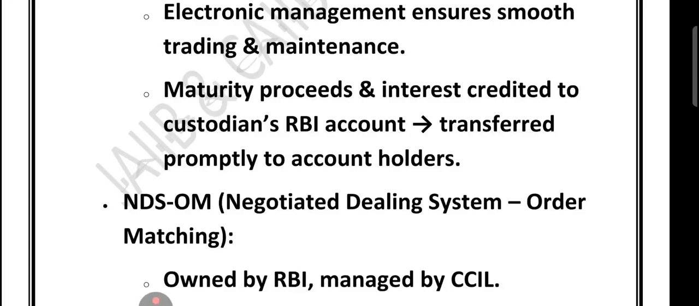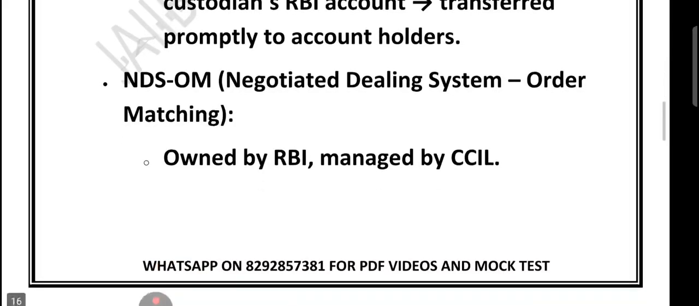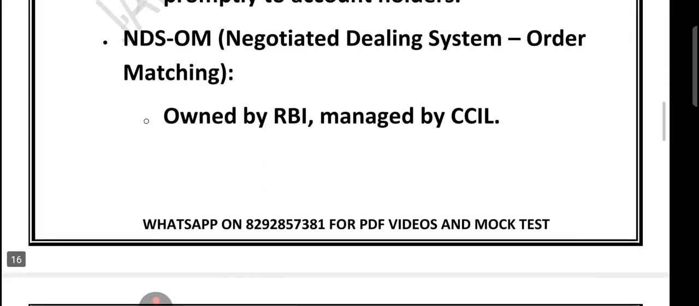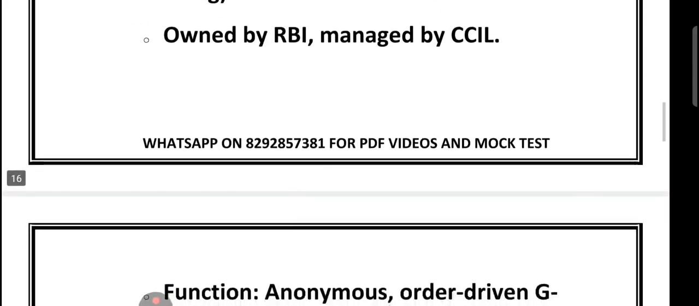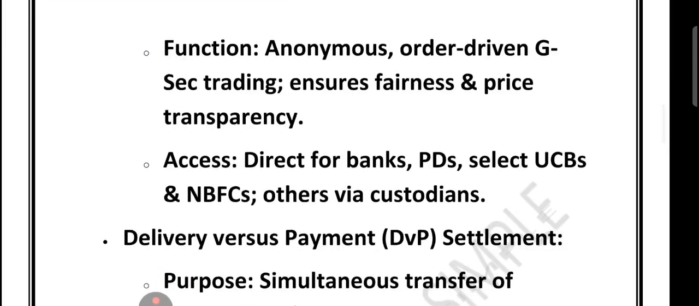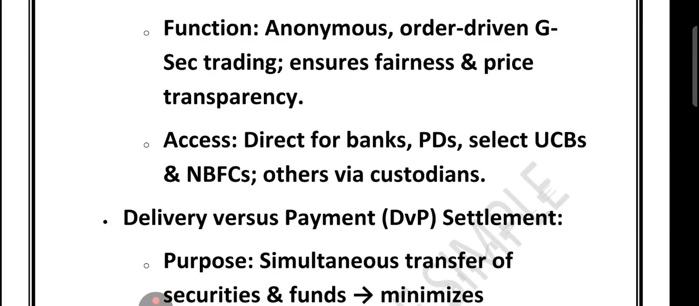And one more point is that gilt account makes it easy and safer for non-SGL investors to hold government security. Then we have the NDSOM, or we call it Negotiated Dealing System Order Matching. This is a trading platform for government security which is owned by RBI, managed by CCIL. This is an anonymous, order-driven system ensuring fair pricing and transparency. Direct access is available for bank, primary dealer, selected UCB, NBFC, other participants through the custodian.